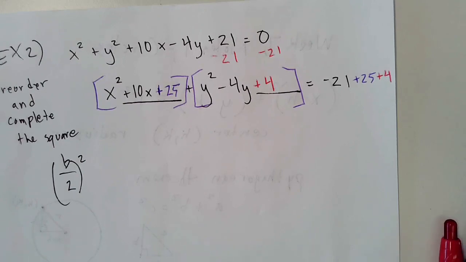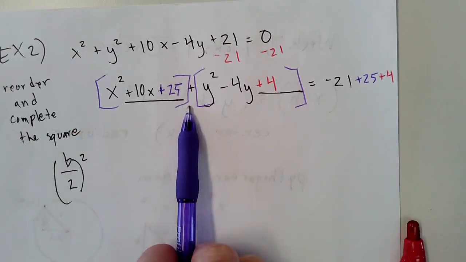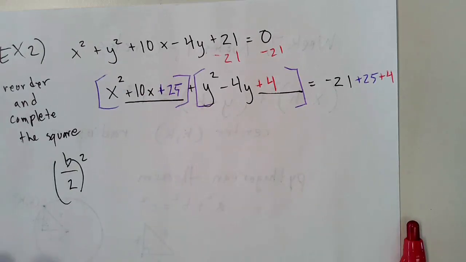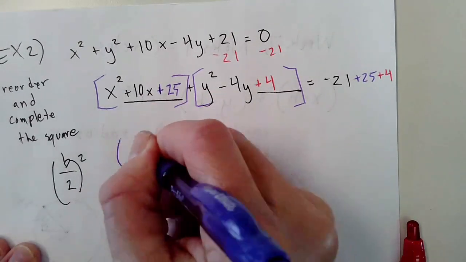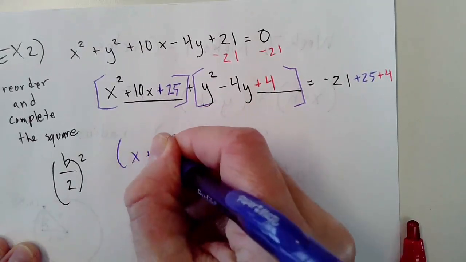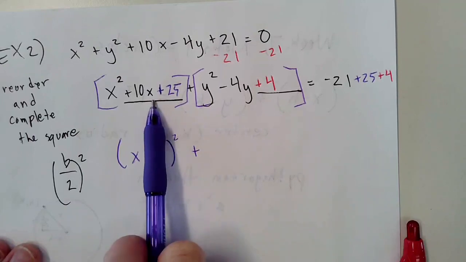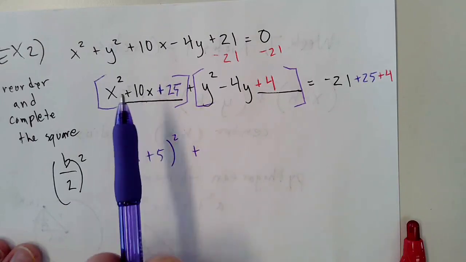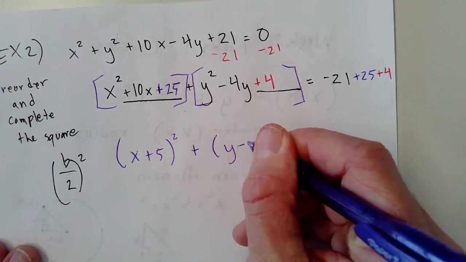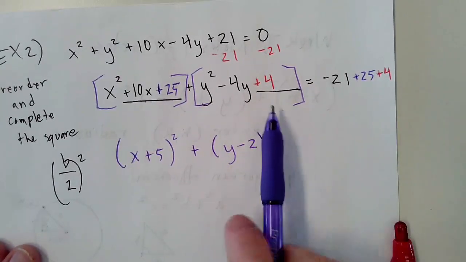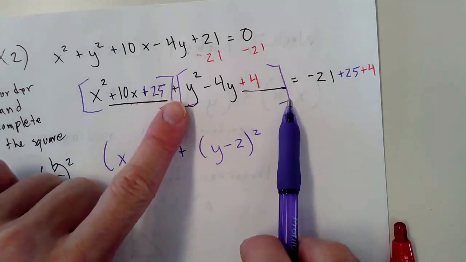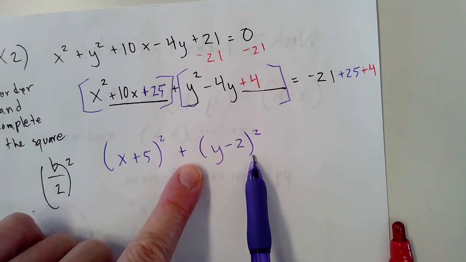But now what we can do is we can take the things in these purple brackets and factor it. We can factor this into a binomial squared. And what does that factor into? It factors into x plus 5 squared. Because that's how that factors. x plus 5 times x plus 5 will multiply out into that. And what does this factor into? y minus 2 squared. So we just factored the purple bracket here into that. We factored the purple bracket here into that.